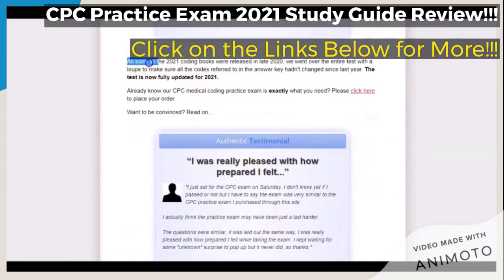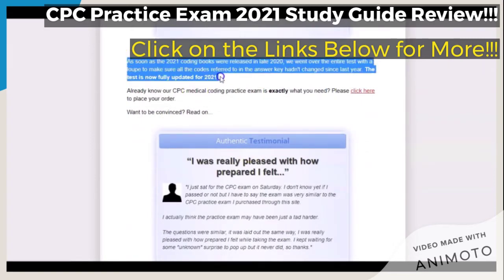One thing to keep in mind is that it is said that as soon as the 2021 coding books were released in late 2020, the creators of the Featured Study Guide went over the entire test with a loupe, to make sure all the codes referred to in the answer key hadn't changed since last year. The test is now said to be fully updated for 2021.